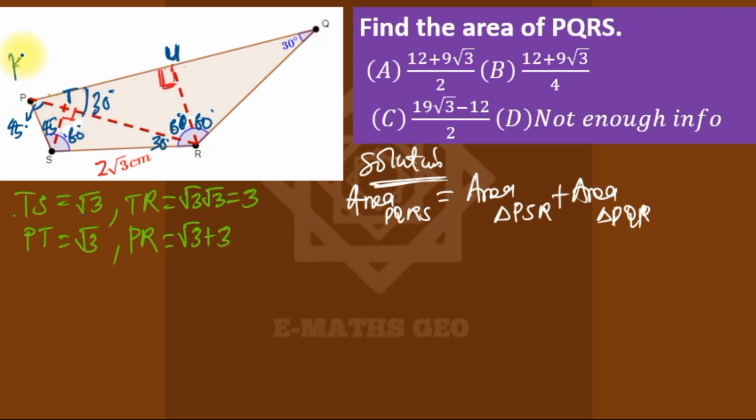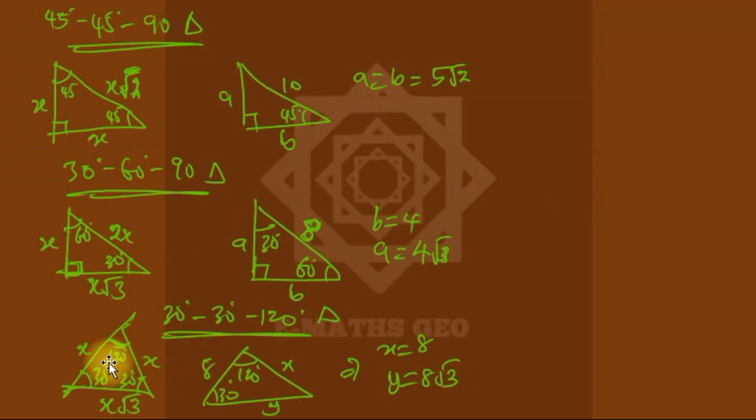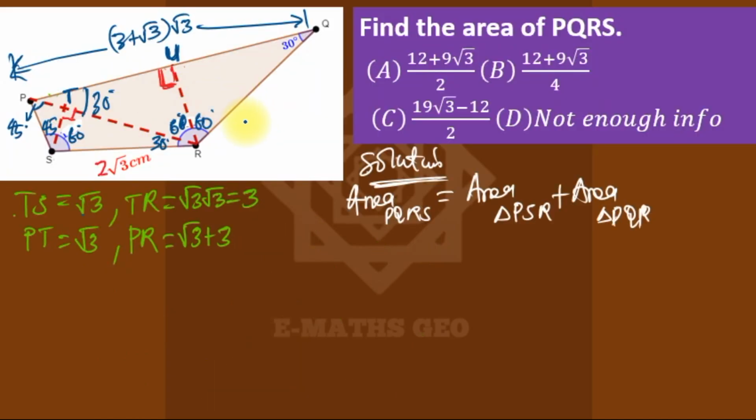So what do you have to say? This side will be 3 plus root 3 times root 3. Why? From what I said, if you have 30, 30, 120 degrees, if here is x, this side will be x root 3. So our x in this case is 3 plus root 3. Yes, because the length TR is 3, while PT is root 3. So the sum is 3 plus root 3.